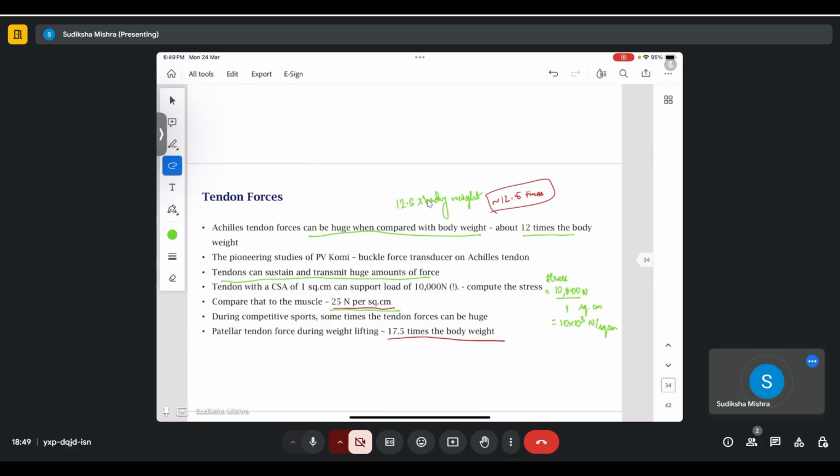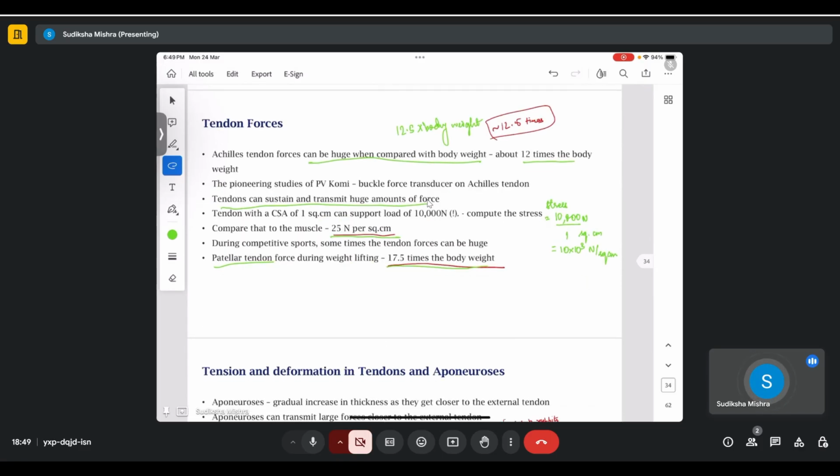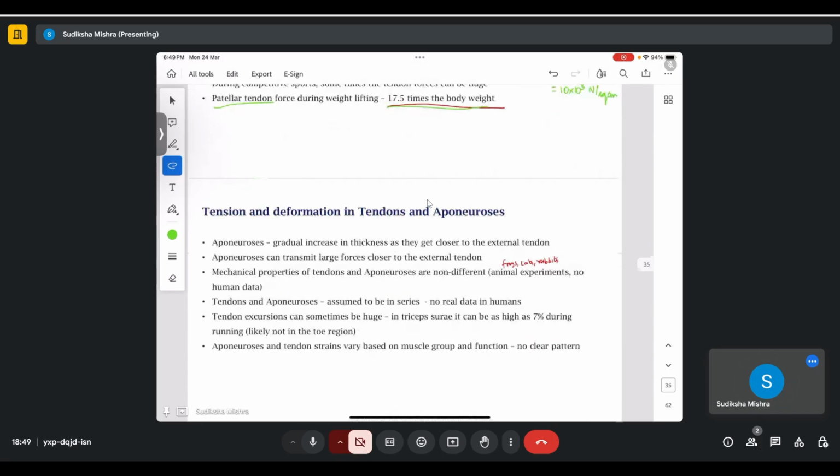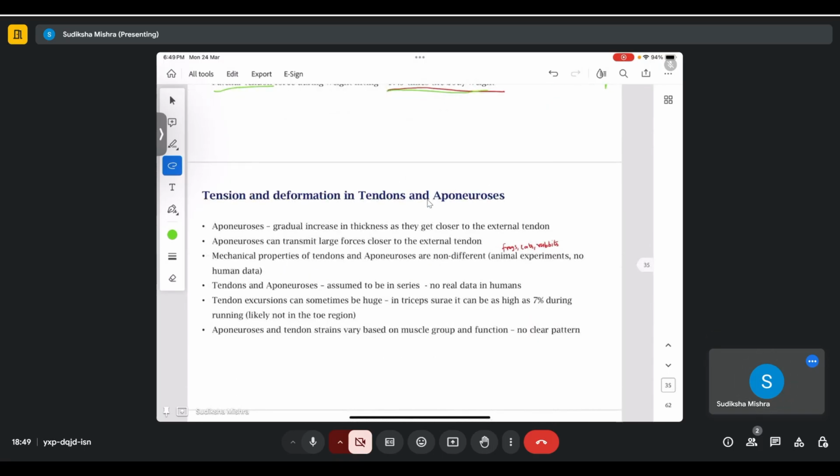However, these are daily activities. During various sports, the tendon forces can be huge. For example, during weightlifting, the patellar tendon, essentially near the knee joint, feels forces that are around 7.5 times the body weight, which is a very large force.